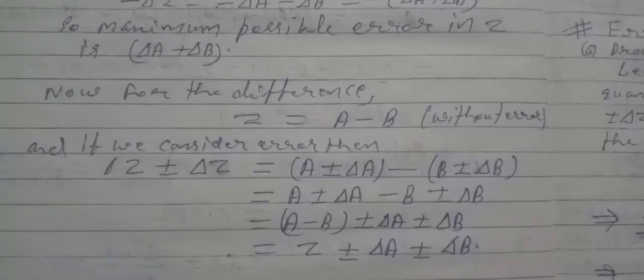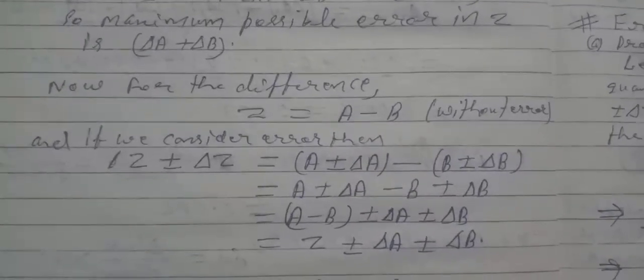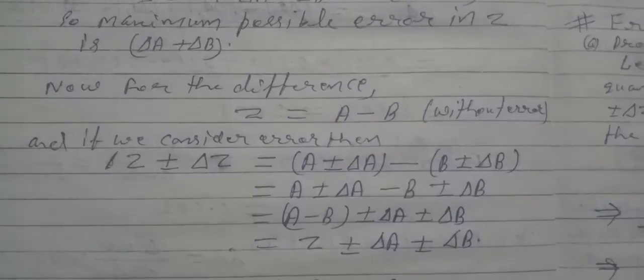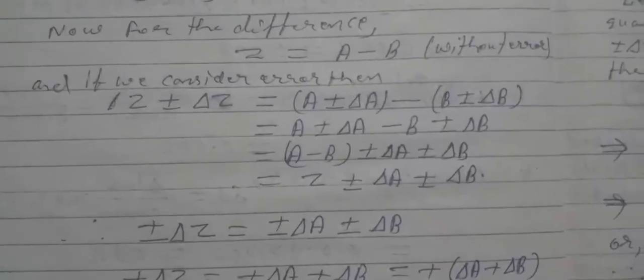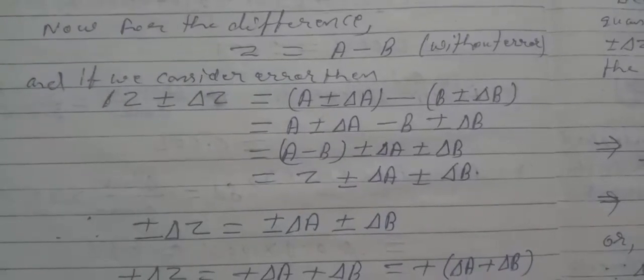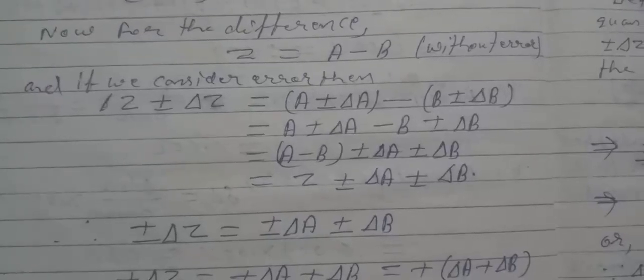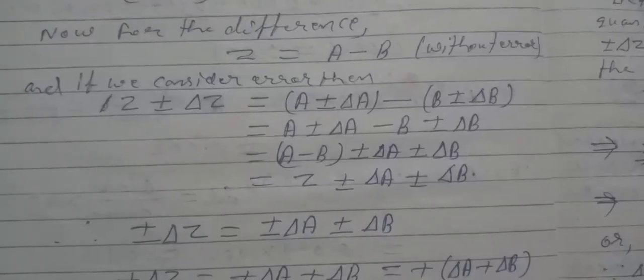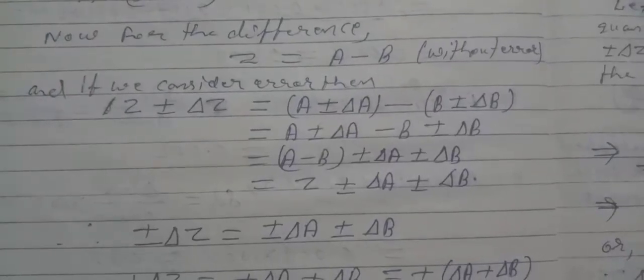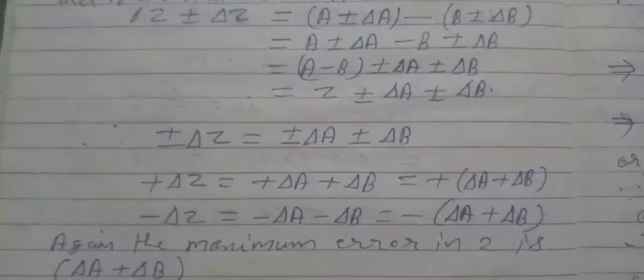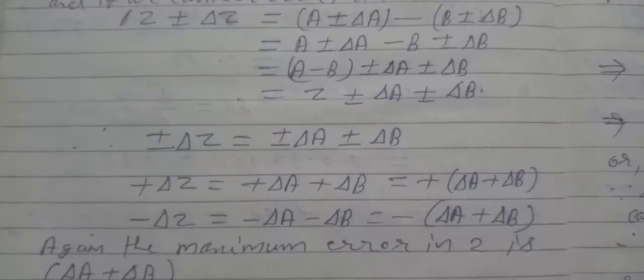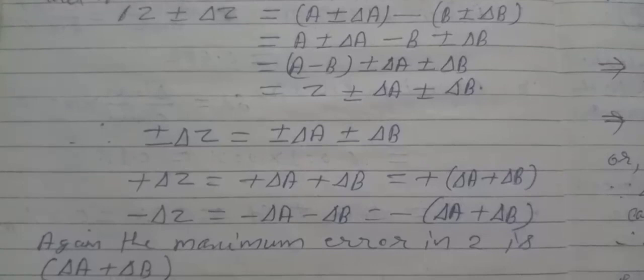Now for difference, Z equals A minus B without error, and if we consider error, then Z plus minus ΔZ equals (A plus minus ΔA) minus (B plus minus ΔB), or A plus minus ΔA minus B plus minus ΔB, equals A minus B plus minus ΔA plus minus ΔB, or Z plus minus ΔA plus minus ΔB. Hence plus minus ΔZ equals plus minus ΔA plus minus ΔB.